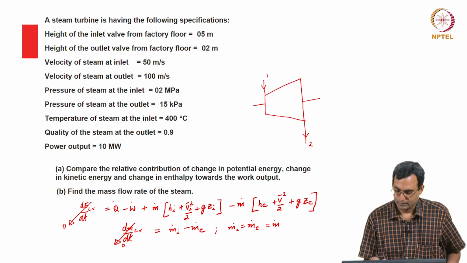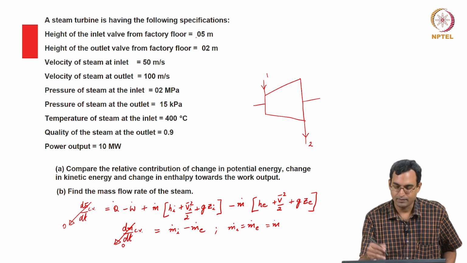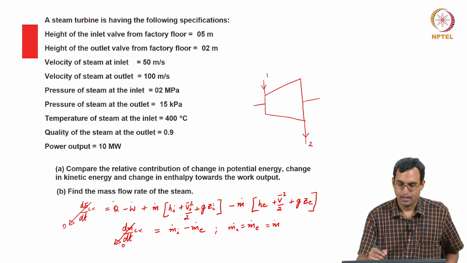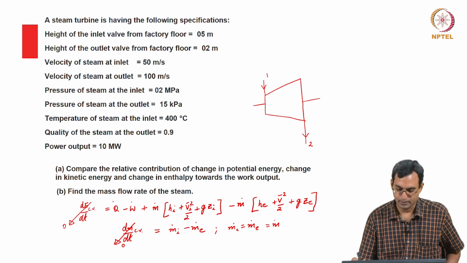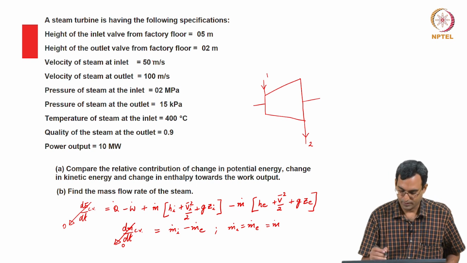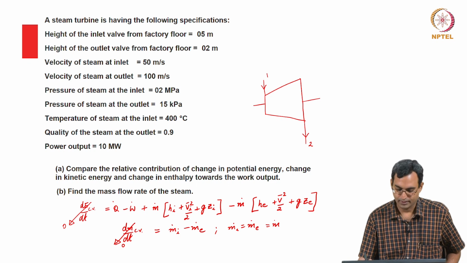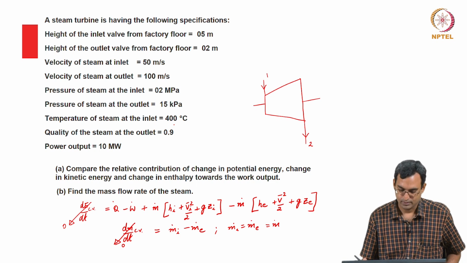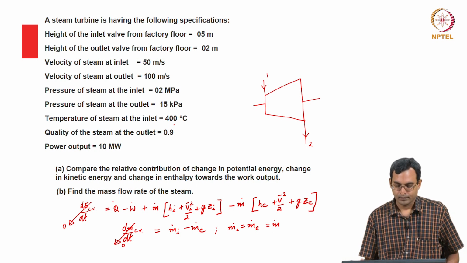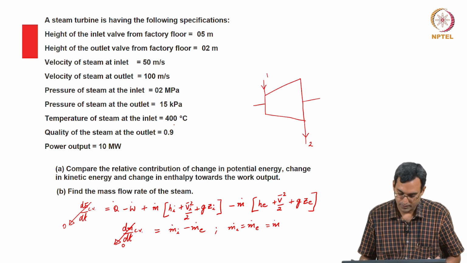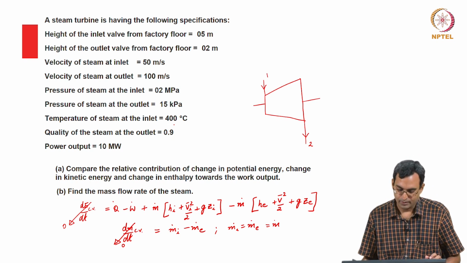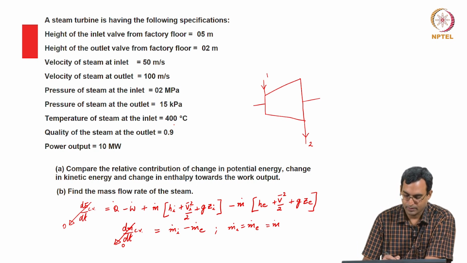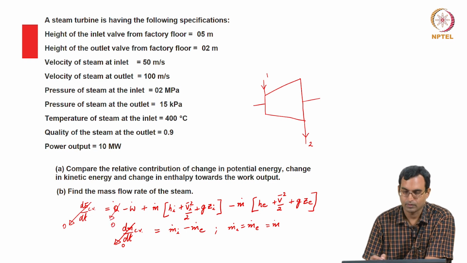So I have various terms here. I have the height of the inlet valve, so that tells me the z at the inlet. I have height at the outlet, so that is z at the outlet. I have the velocity of steam at the inlet, and velocity at the outlet is also there. I have pressures and temperature or quality at the inlet and outlet. So what we can do is use this information. There is no information given about any heat transfer, so I am going to assume that this process is adiabatic, in which case this is also 0.